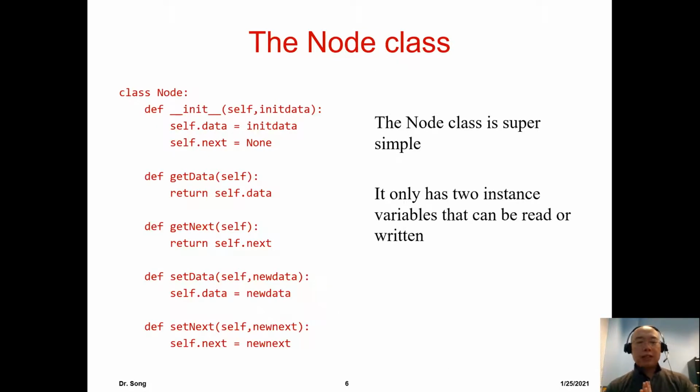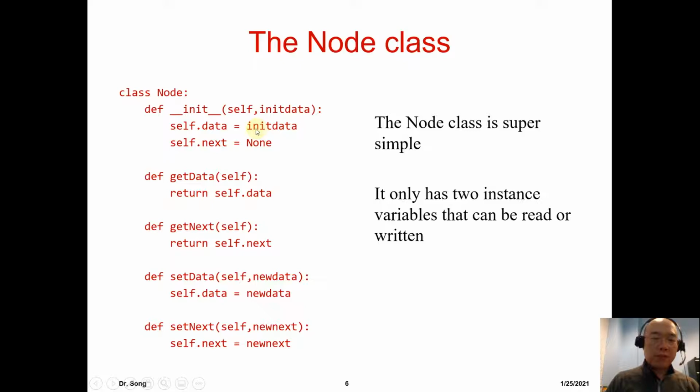Okay, let's take a quick look at the definition. We are doing a class, and we have talked about object-oriented programming in lecture 1, so you should know how we define a class. We define a class called Node, and in the constructor we have to put in the initial data for this node.